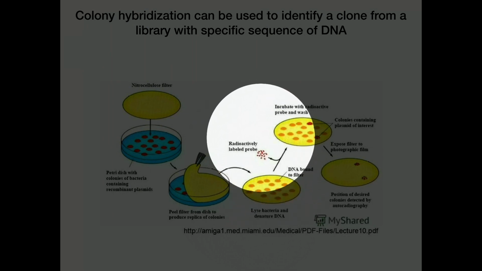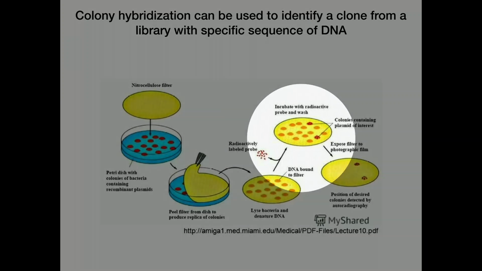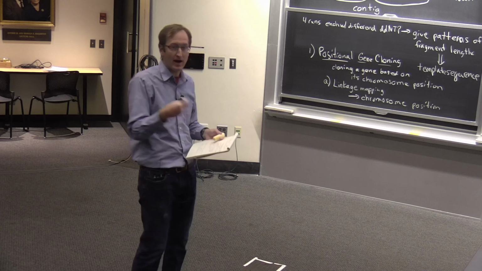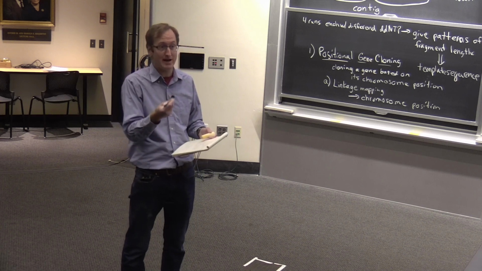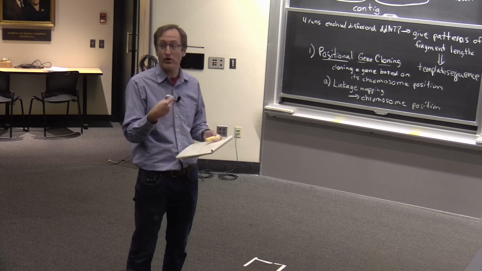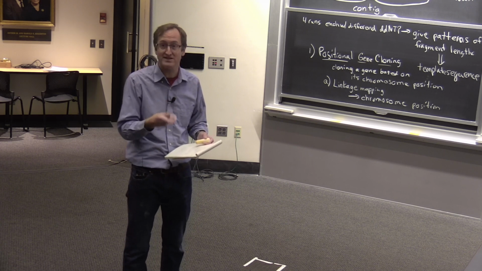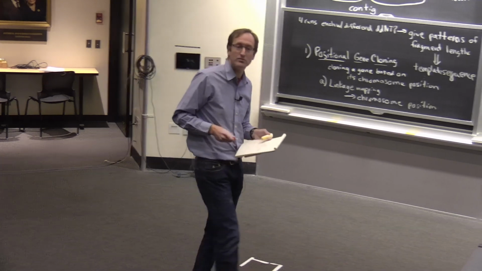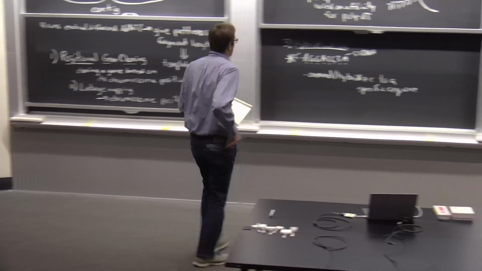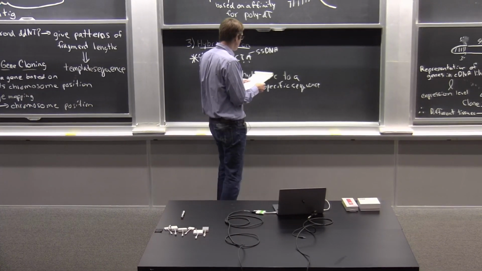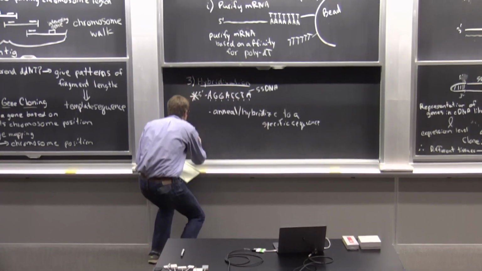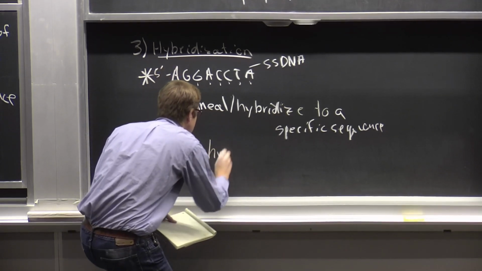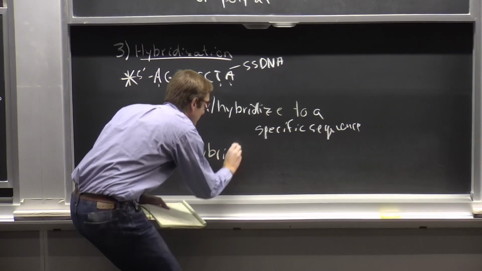You can then add your probe, which is labeled, and look for the colonies that this probe sticks to, and that would then identify a particular cDNA, which would identify whether or not a piece of DNA is expressed in a given tissue type. So everyone see how that would work? In addition to doing this on a nitrocellulose filter, you can also do this in a tissue, and that's known as in situ hybridization.